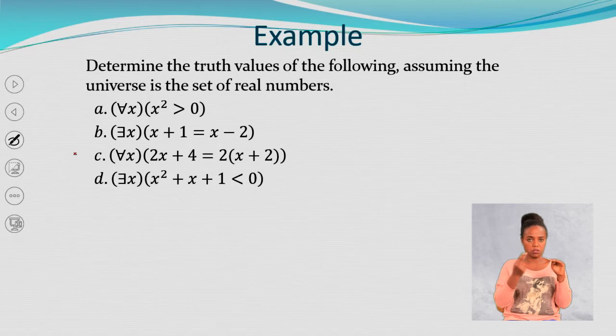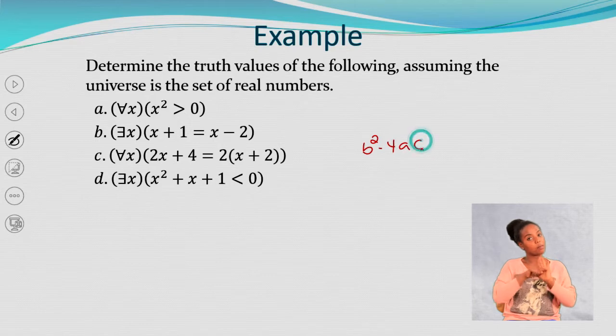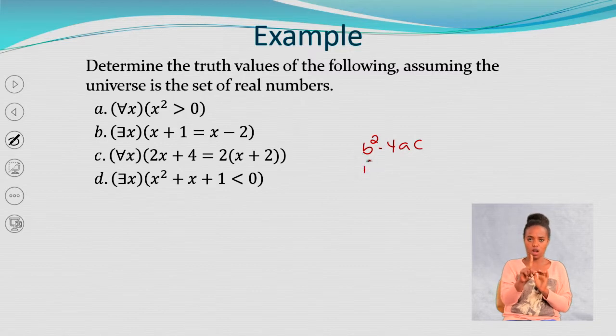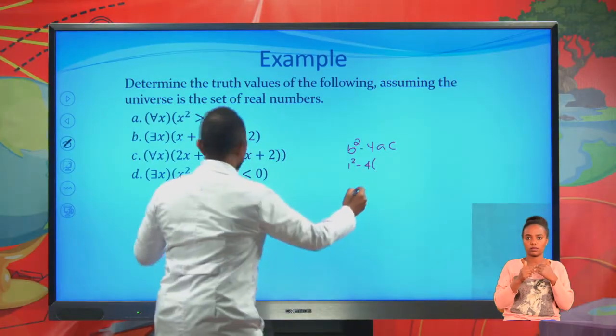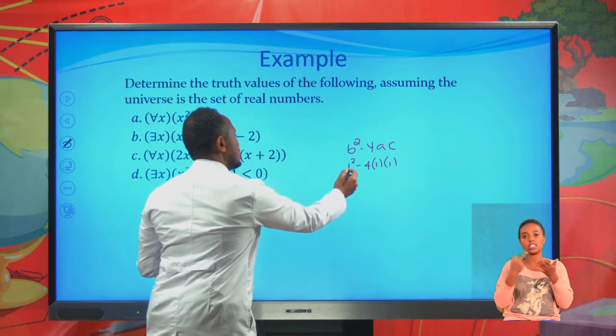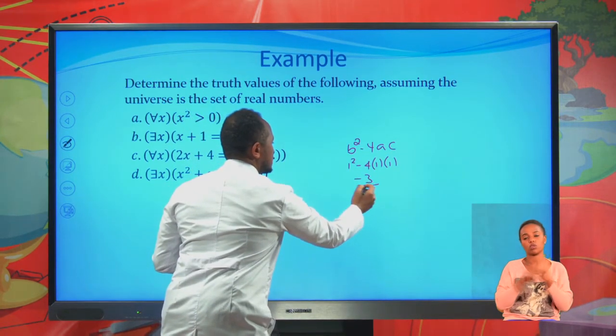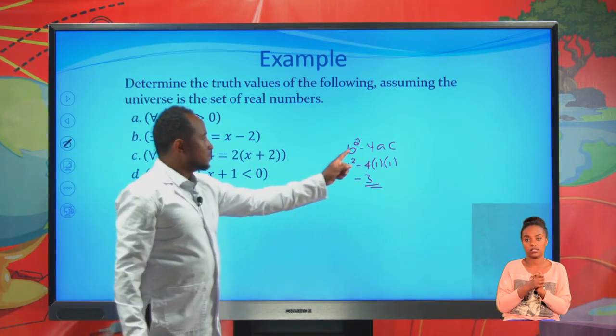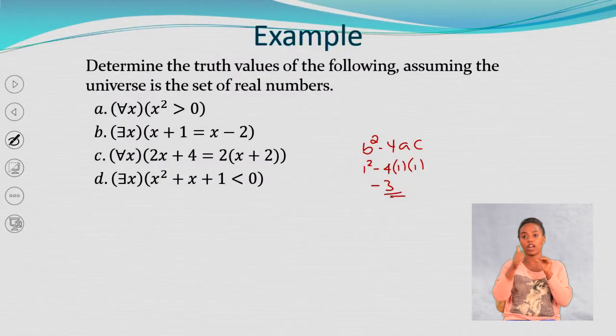Using the formula b squared minus 4ac. Here, b is 1, so 1 squared minus 4 times a, which is 1, times c, which is also 1. So this gives you 1 minus 4, which is negative 3. Since b squared minus 4ac is less than 0, this graph doesn't cross the x-axis. It does not have a root. That means x squared plus x plus 1 equal to 0 has no root. It doesn't cross the x-axis, and it opens up.